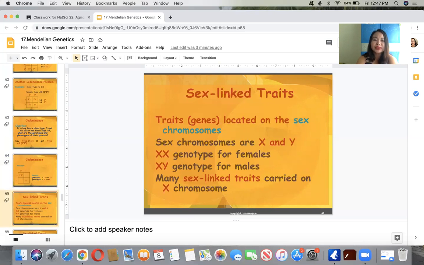So there are also sex-linked traits. These are traits or genes located on the sex chromosomes. The sex chromosomes are X and Y, with the XX genotype for females and the XY genotype for males.